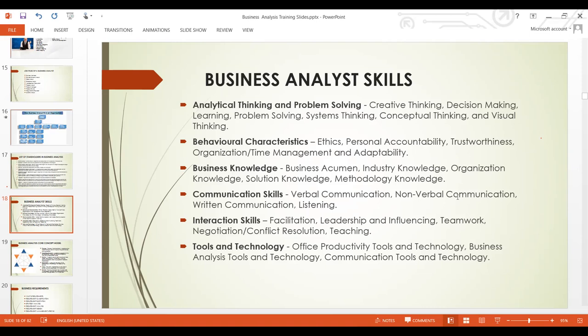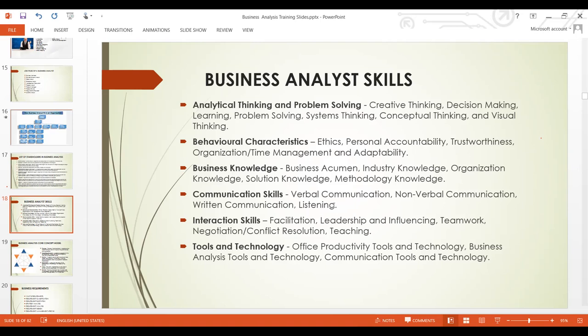Non-verbal communication is body language, trying to use body language to communicate. And written communication is about how to document your processes very well. As a business analyst, you must know how to document your requirements in both technical and non-technical terms, so that those with non-technical ability can understand it, and those with technical ability can still understand it.